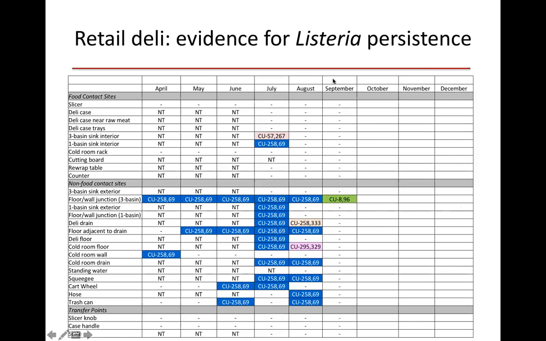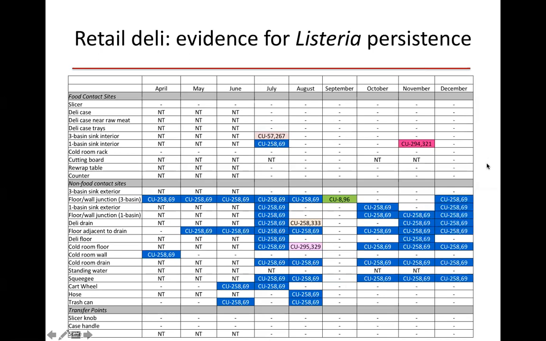In September, they got lucky. We tested every site and we didn't find this blue Listeria, but we did find this green one. So some people might stop testing at this point because it looks like they solved the problem. But when we go back in October, you can see that the blue Listeria has returned. Same in November and December.